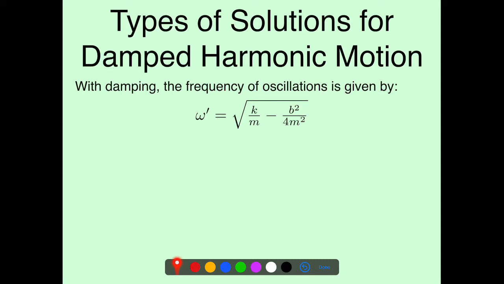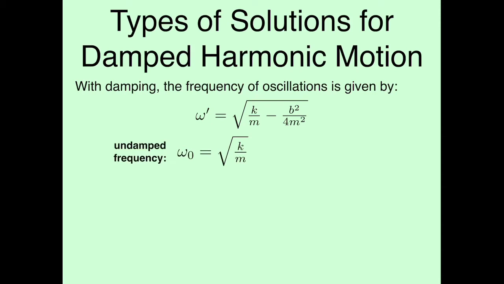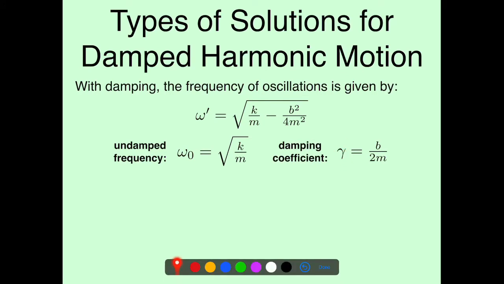Notice how it's an altered version of the equation we had for no damping, where the frequency is just given by the square root of k over m. So remember, the undamped frequency when we have no friction, no air resistance, is the square root of k over m. So let's call that omega naught. The undamped frequency is the square root of k over m. That's what we have here. And also, let's call this thing gamma that we derived before and we saw was equal to b over 2m. Let's call that the damping coefficient.